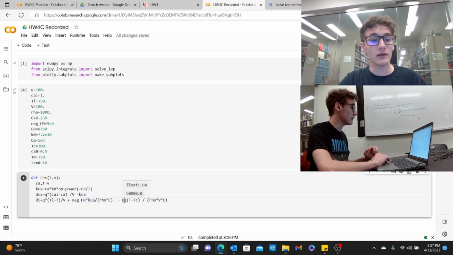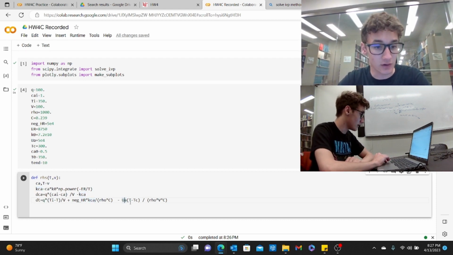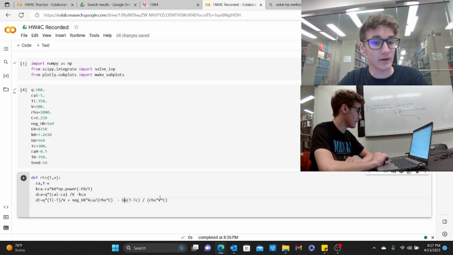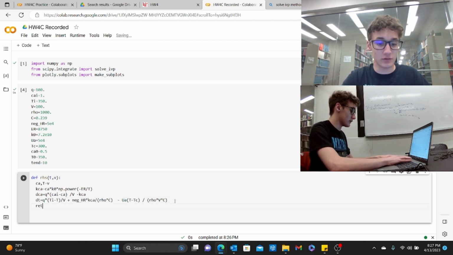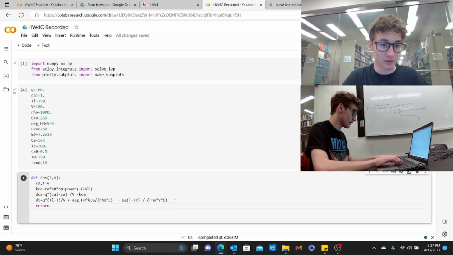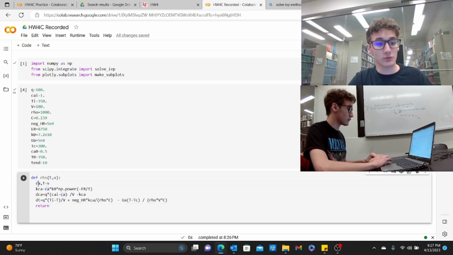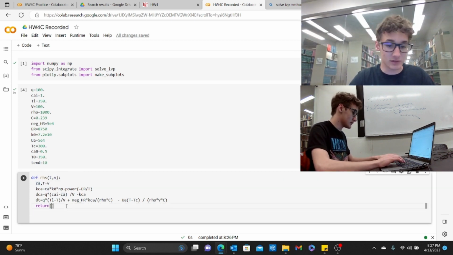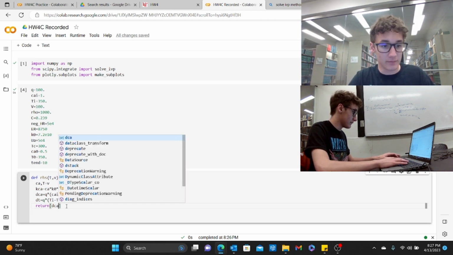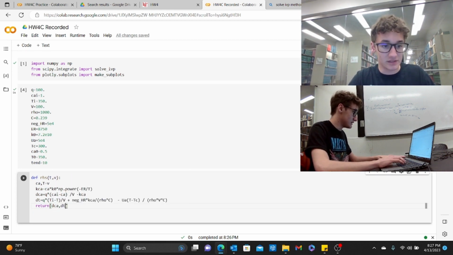So then we have UA, which is taking away heat via the coolant, divided by the density times volume times the specific heat capacity. Now we want to return two values, dCA and dT. But if you notice, we put in this order, CA, T, so we have to keep that order. And we want to put this in a list, so we're going to do dCA, dT.